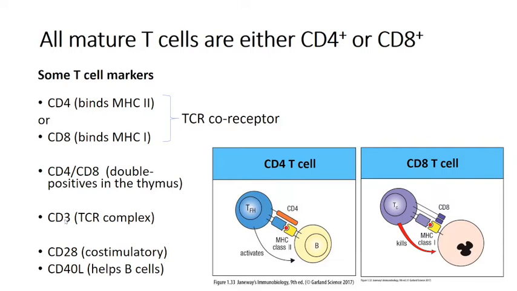CD3 is associated with the T cell receptor complex. It's kind of analogous to the signaling protein associated with membrane bound immunoglobulin. The function is distinct. The T cell receptor itself doesn't direct signal into the cell itself. It does it through an associated complex.